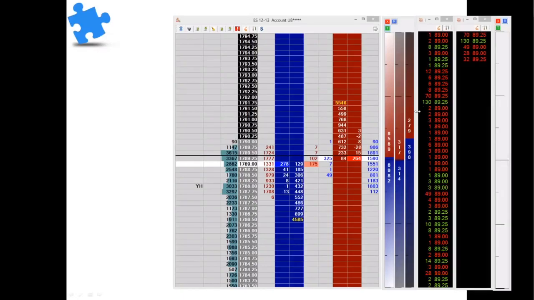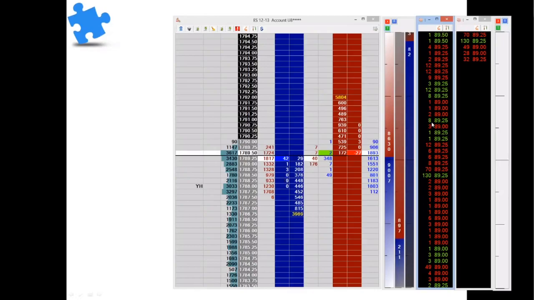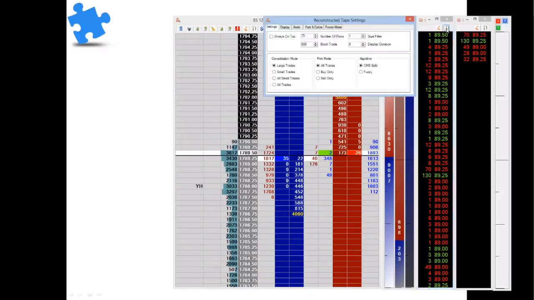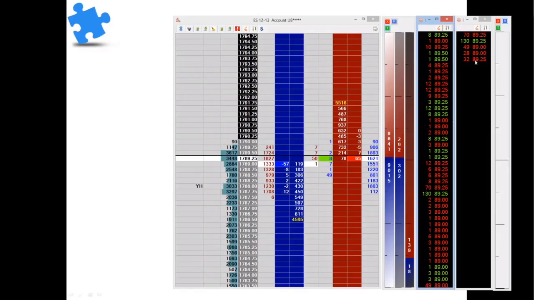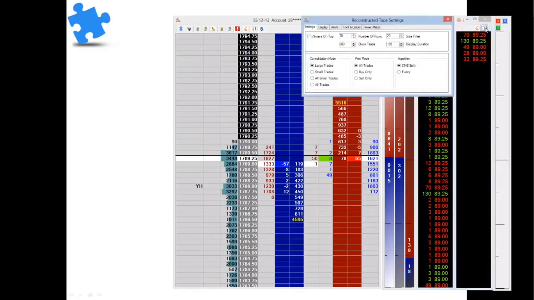So what we can see here on this screen, we have a reconstructed tape showing all trades. I wouldn't recommend having a reconstructed tape just showing the small trades. For purely looking at the flow of orders, use a reconstructed tape showing all trades. You do that by saying, I want to show large trades with a size filter of 1. And then to the side, I would have a reconstructed tape just showing the large trades.